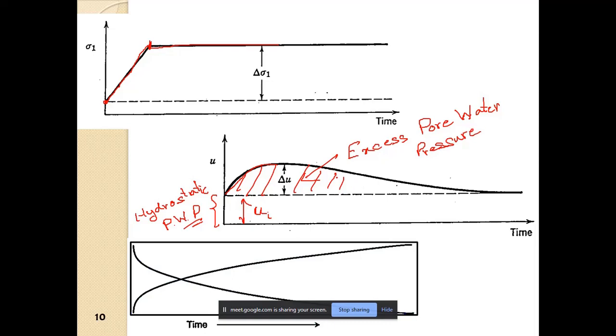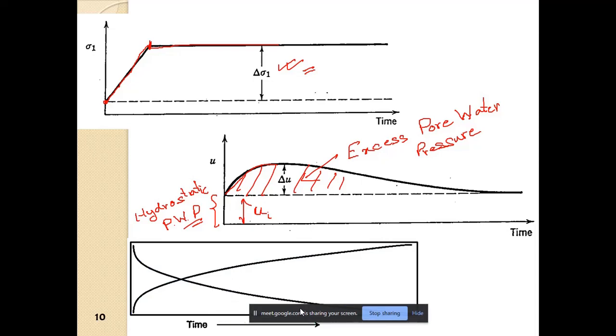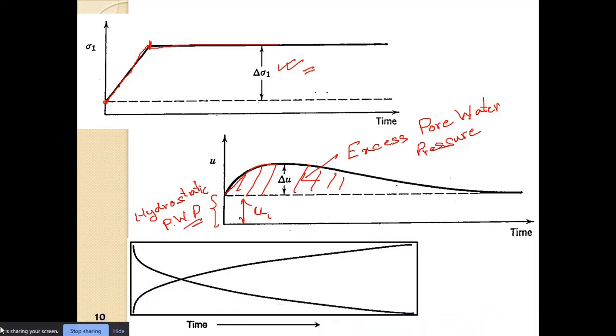So with time, what will happen is that this excess pore water pressure will dissipate, but the loading which was applied on the soil surface is still there. So that load has to be transferred to somewhere, right? So what will happen is that with time, the pore water pressure will dissipate.